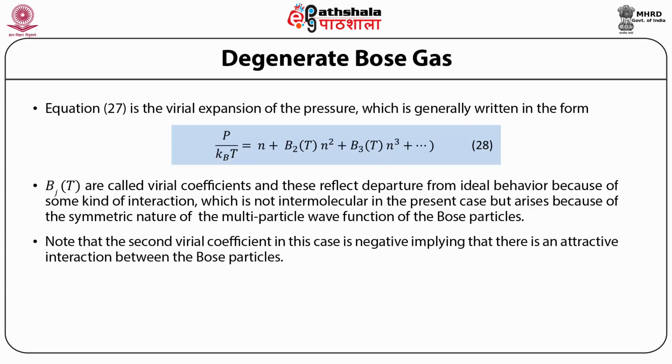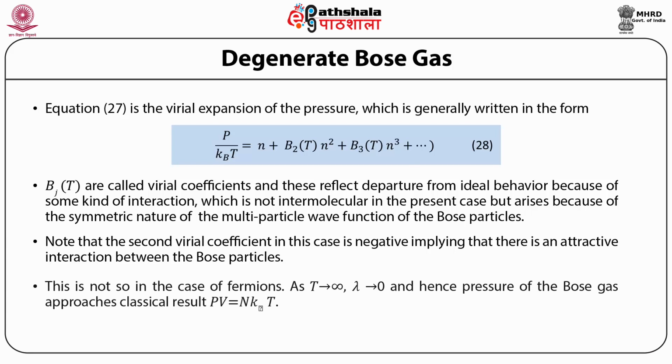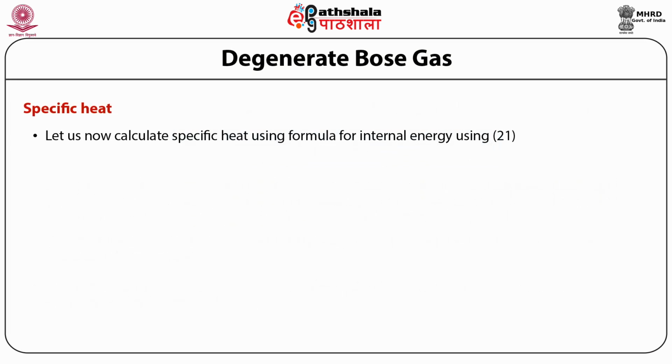Note that the second virial coefficient in this case is negative, implying that there is an attractive interaction between the Bose particles. This is not so in the case of fermions. As T approaches infinity, lambda approaches 0, and hence pressure of the Bose gas approaches the classical result, that is PV is equal to n Boltzmann constant multiplied by T. Let us now look at the specific heat of such a system.